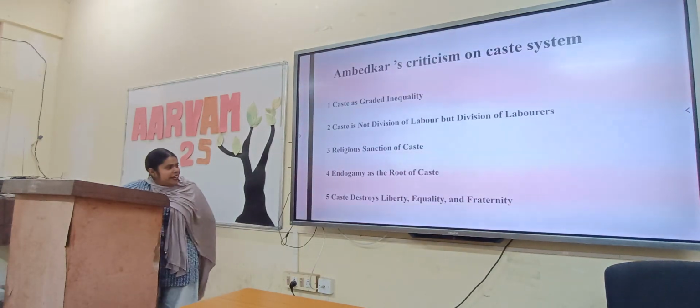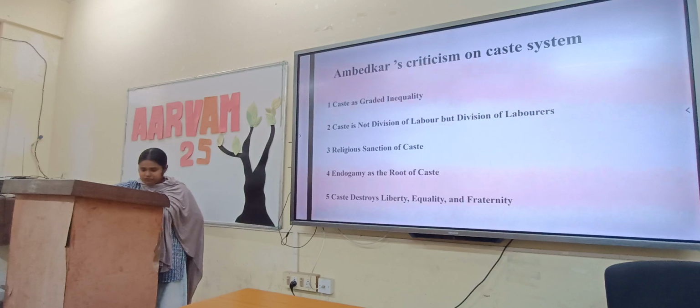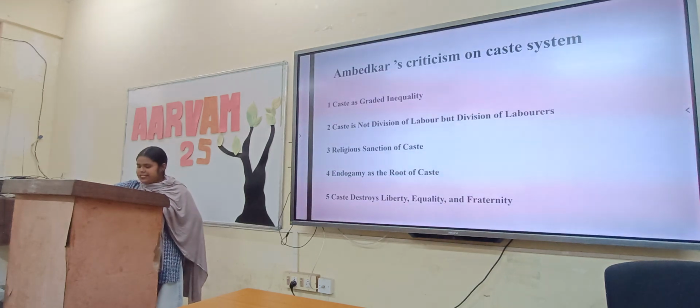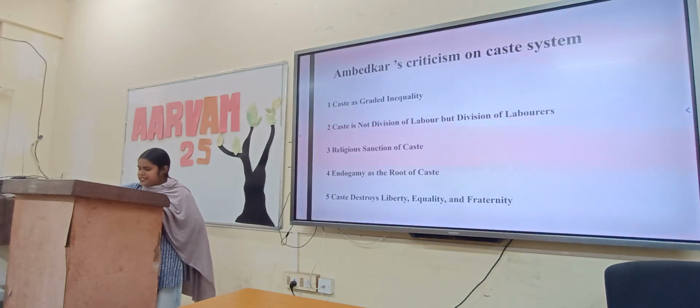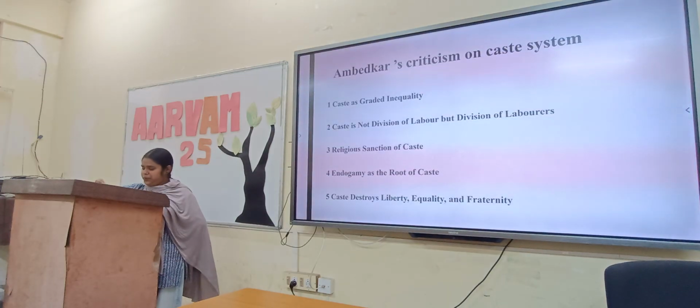Then, endogamy as the root of caste. In his early academic paper, Castes in India: Their Mechanism, Genesis and Development, Ambedkar explained that endogamy, marriage within the same caste, is the key mechanism that sustains caste. By restricting marriage, caste preserves its purity and hierarchy across generations.